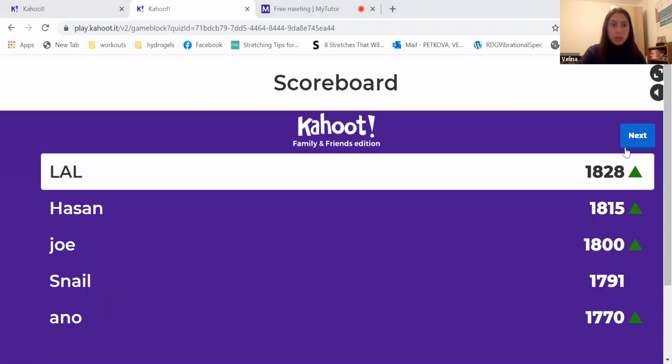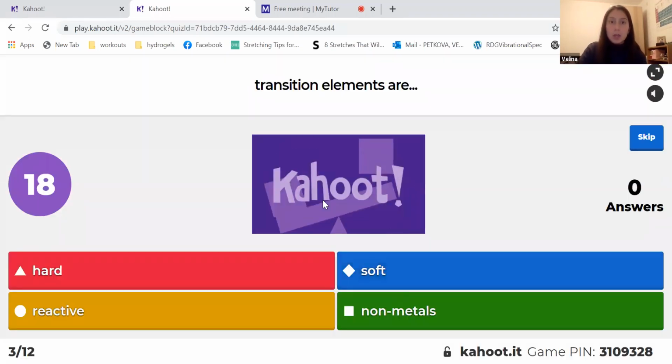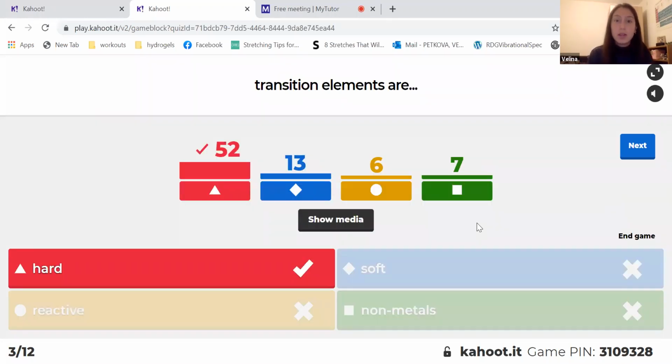Okay, next one. So transition elements are which property? Brilliant. Okay, so we could have just done this one by a process of elimination. So we know they're not soft, we know they're not reactive, and we know that they are metals, so therefore it must be hard.